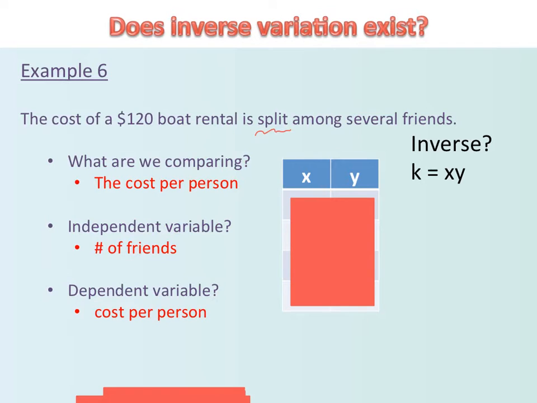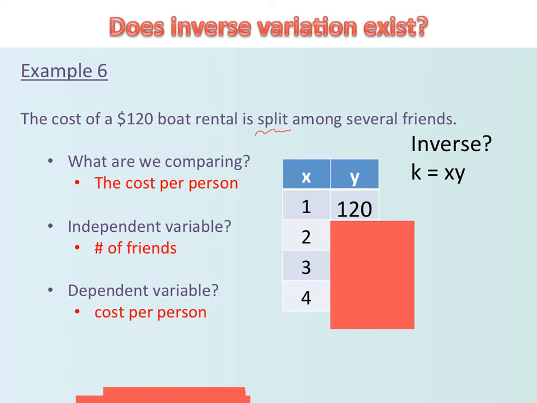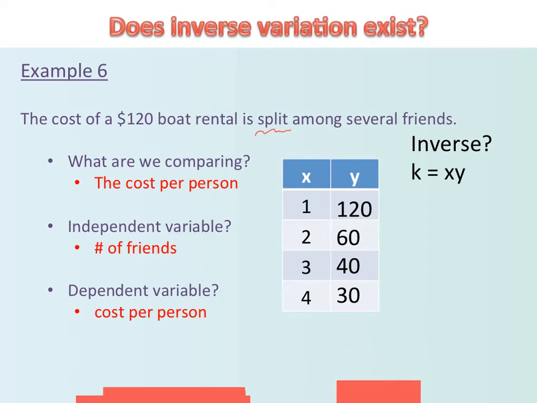So I know, again, it doesn't tell you how many friends it is and how much each person pays, but we know the total is always 120. So we can just imagine, well, what if there was one person? That one person pays for the whole boat, that's $120. What if we have two people? Then that's 120 divided by 2, that's 60 per person. If we had 3, then it's going to be 40 per person. If we have 4 people, it's 30 per person.